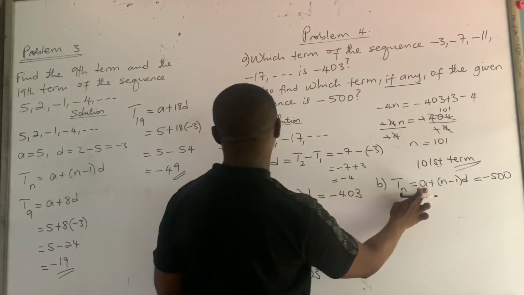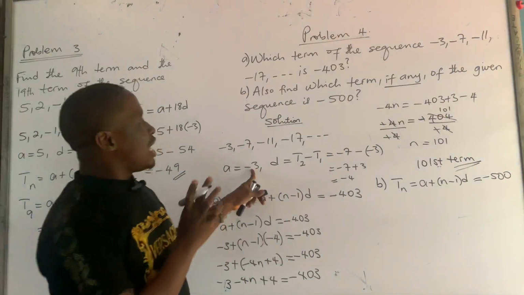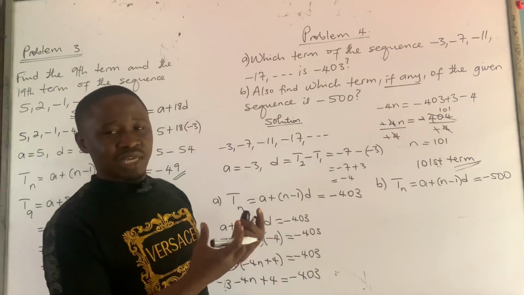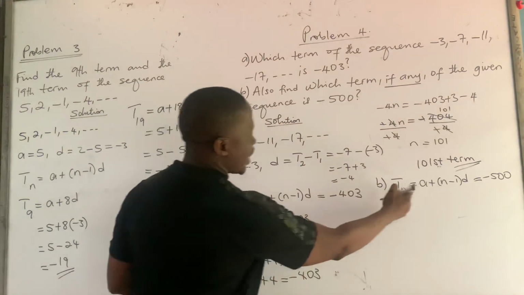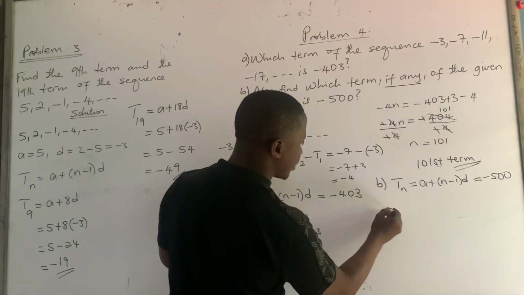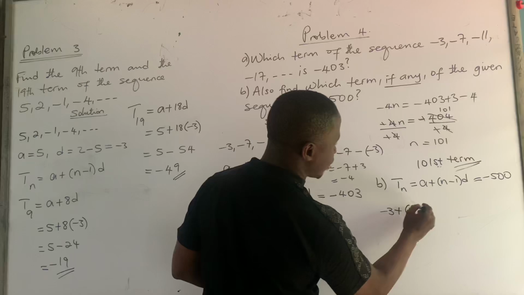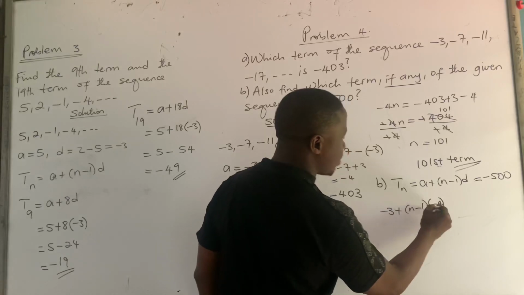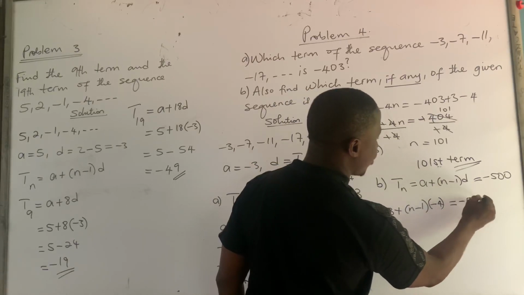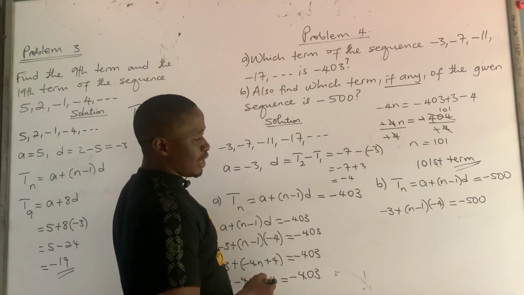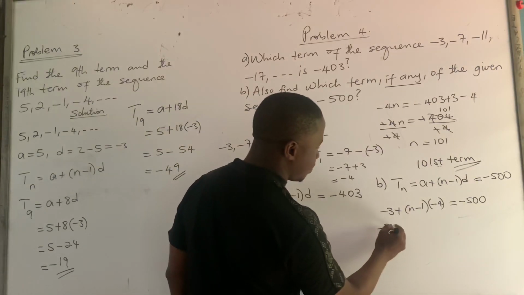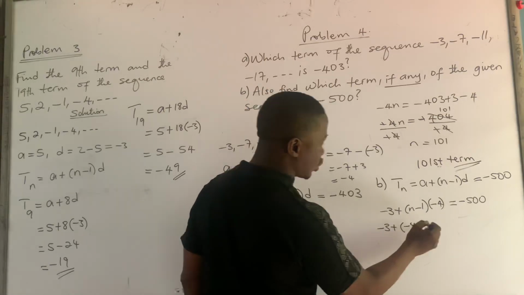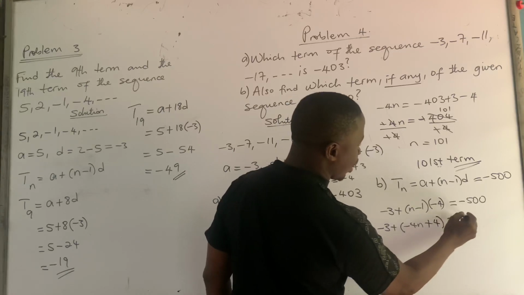So we start. What is A? A is minus 3. Mind you, we are dealing with the same sequence. Also find which term, if any, of the given sequence. This is the given sequence. So our A is minus 3 plus (n minus 1) multiplied by D. The common difference is minus 4. It must be in brackets, which is equal to minus 500. So we say minus 3 plus minus 4 times n, minus 4n, minus 4 times minus 1, plus 4, which is equal to minus 500.